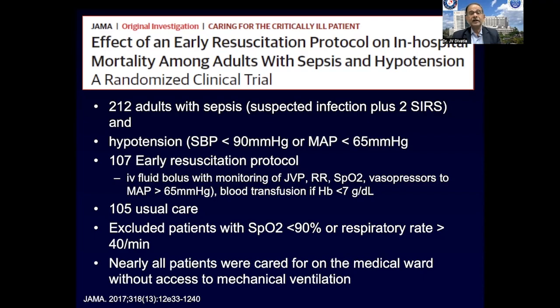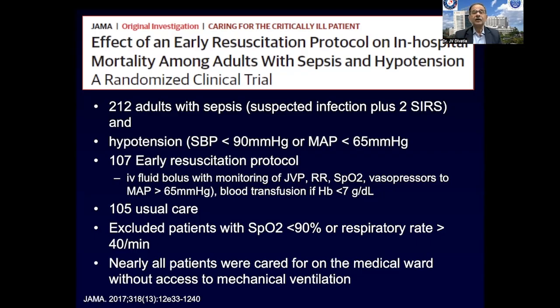Okay. The patients in the early resuscitation protocol received boluses of IV fluid, initially a 2-liter bolus followed by 1-liter boluses. After every bolus, they monitored the JVP, the jugular venous pulse, the respiration, and the oxygen saturation. And they gave vasopressors and blood transfusion. Okay, so the only monitoring was oxygen saturation, respiratory rate, and the danger point was the jugular venous pressure.